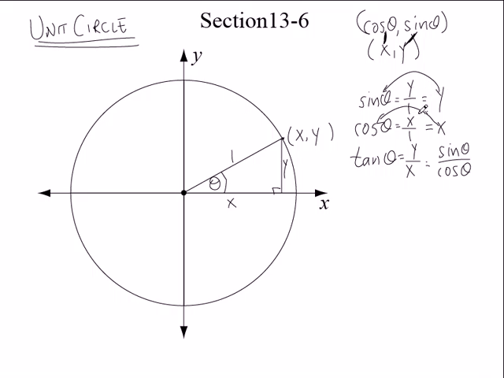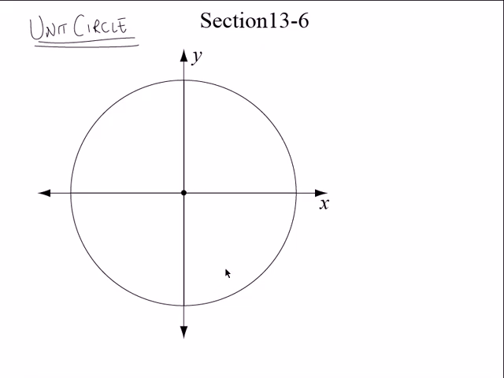Let's do it this way. We'll go x then y. X equals the cosine of the angle, y equals the sine of the angle, and the tangent is the sine over the cosine. Alright, let me pause, get rid of this, we'll clean it up a little bit and do some things right on the x and y axis. Okay, I got rid of all that stuff.